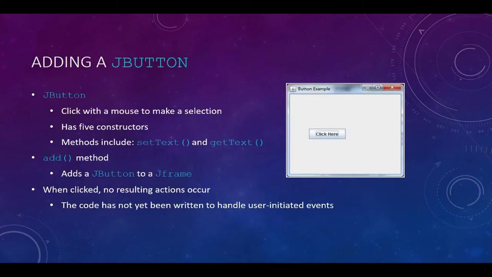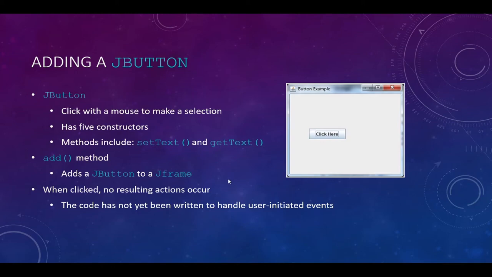We can also add a button. In Swing, it is called a JButton. It is a mouse click to make a selection. There are 5 different constructors for these, such as one taking a string for what text you want on your button. The methods that are usually used are getText and setText. We use a method called add to add that JButton to the frame.